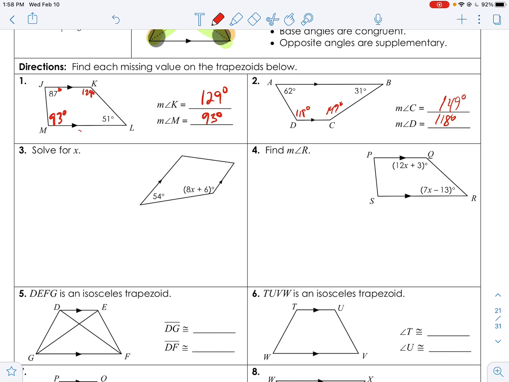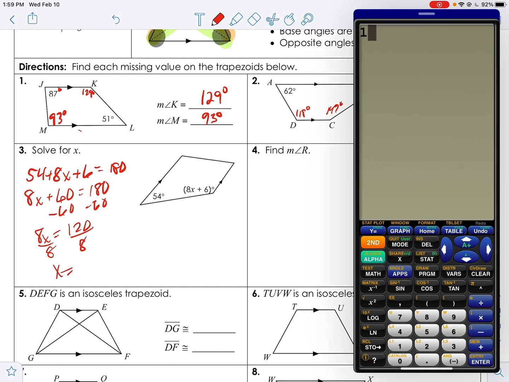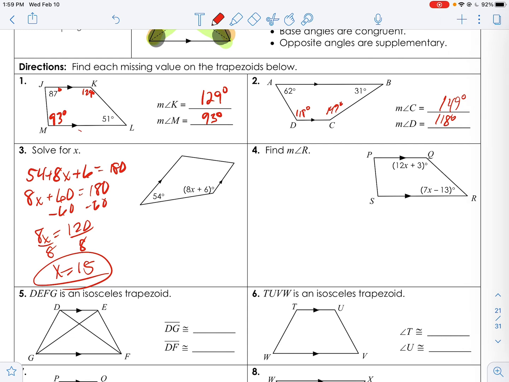So here we've got algebra involved, and what we know is those are consecutive between parallels, so 54 plus 8x plus 6 should equal 180. So that's 8x plus 60 equals 180. Let's subtract 60. 8x equals 120, divided by 8. X equals 15. And we were solving for x, so all I need to do is solve for x. I can do that. Let's get my calculator ready.